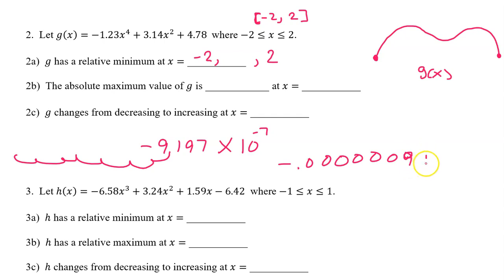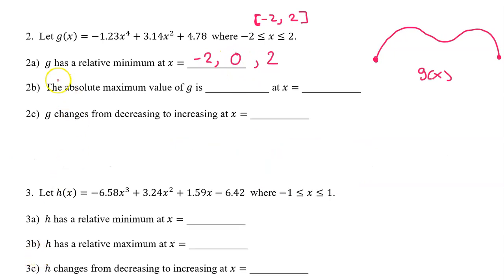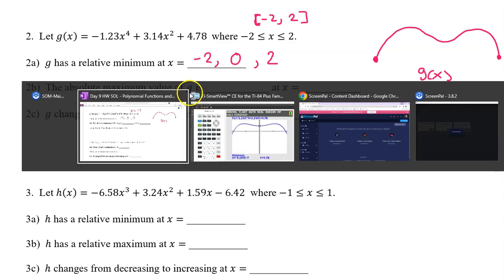9, 1, 9. Anyway, the point is this is a really, really, really small number. Certainly to the nearest 3 decimal places, this is actually 0. So we're going to just put 0 right here. Now it's time to find the absolute maximum value of G.